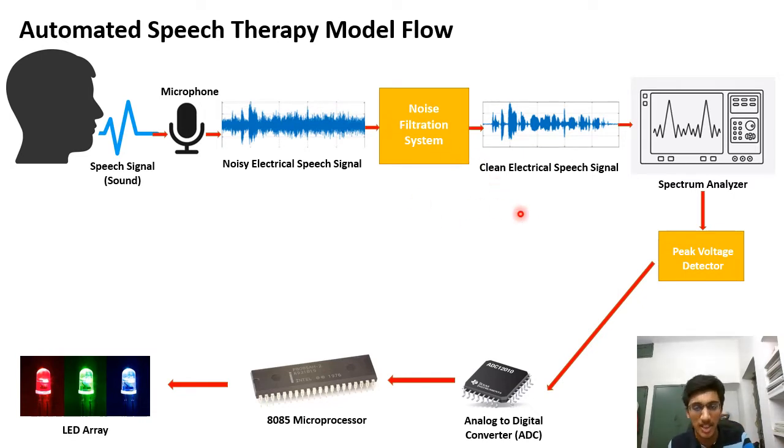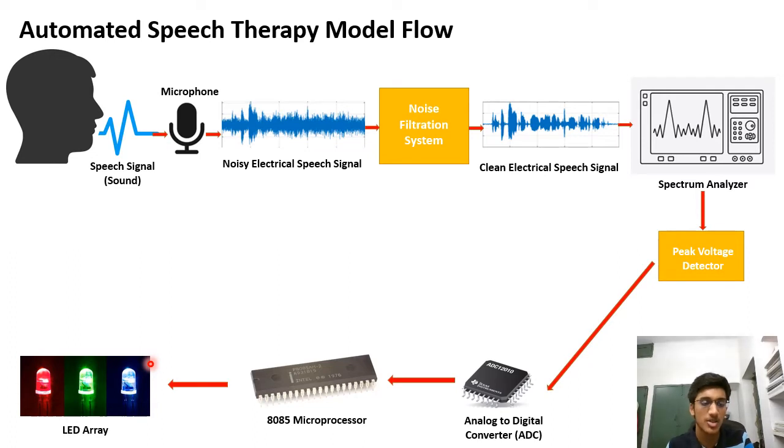clean electrical speech signal. This clean electrical speech signal would then be passed through a spectrum analyzer and a peak voltage detector in order to finally obtain a single value of voltage, which should be given as input to an analog to digital converter, which is interfaced with the 8085 microprocessor, which is further interfaced with an LED array. The number of the LEDs which would essentially be flashing in this LED array, for this particular purpose of the model, I've only considered 3 LEDs, though this can be increased as well.